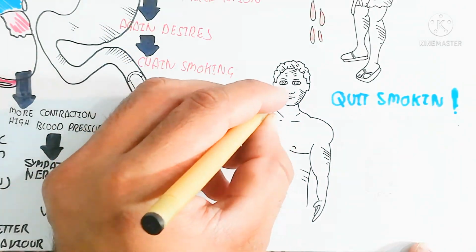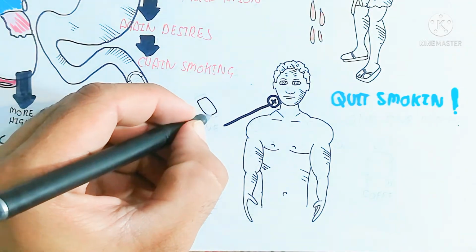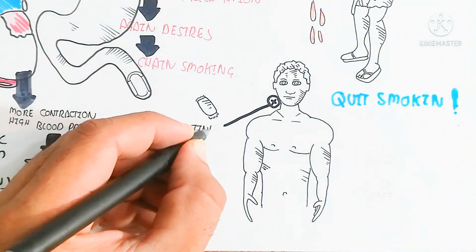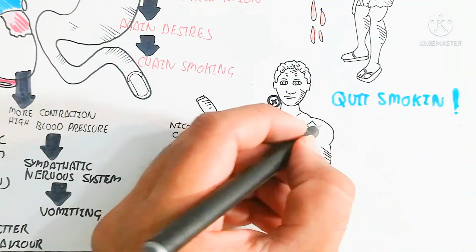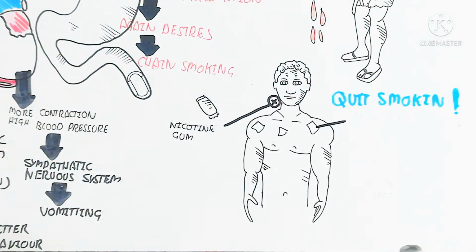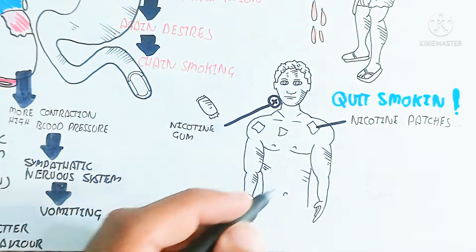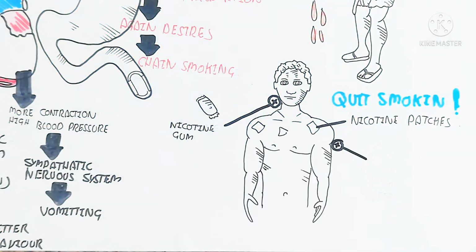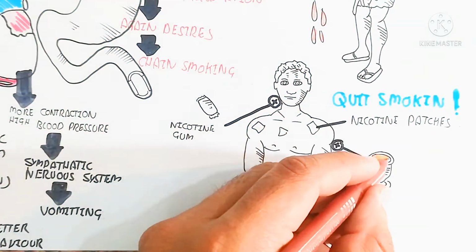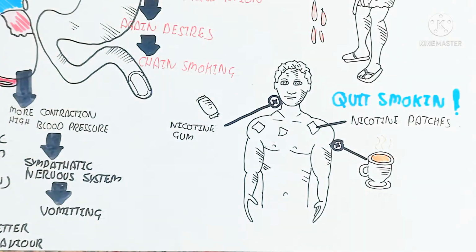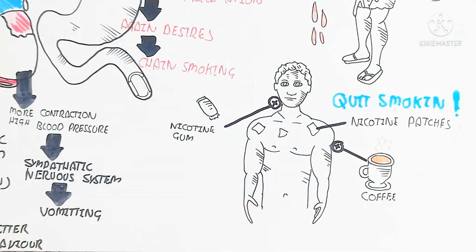So if we discuss quitting smoking, the quit-smoking mechanisms are nicotine gum, nicotine patches, or coffee use. Coffee can decrease nicotine consumption because coffee also contains catecholamine, which stimulates the sympathetic nervous system. In this way, the sympathetic nervous system is the alternative to nicotine.